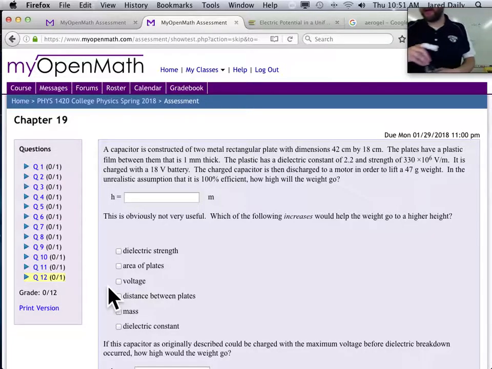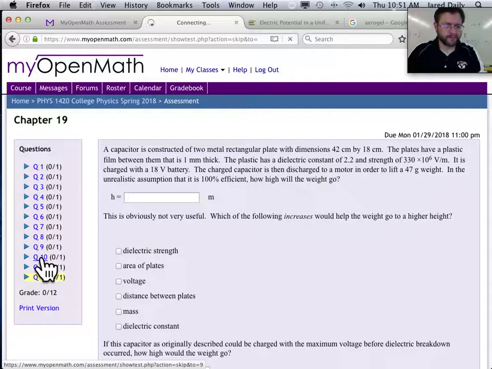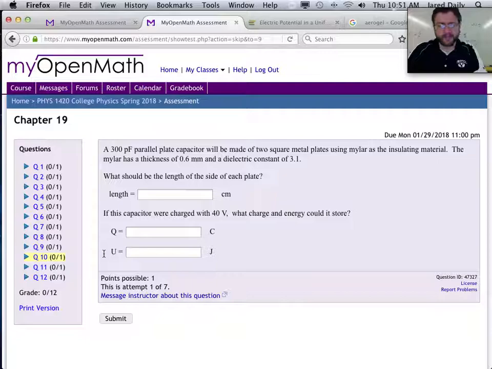Okay, and then it was, what is U? What does a U stand for? Where are we at? Number 10. I was looking for the equation for that one. Well, I know it's for energy.